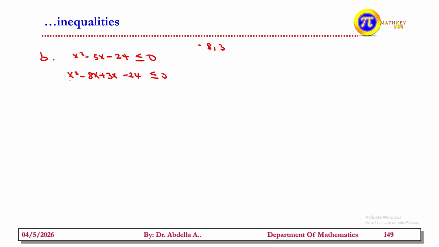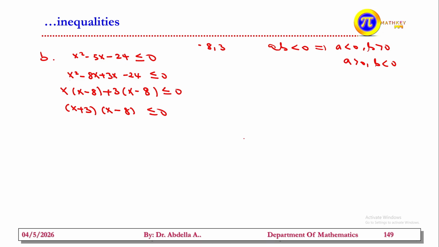What do we have? x is common, x into x minus 8, 3 is common, plus 3 into x minus 8, which is less than or equal to 0. The common one is x minus 8, so it becomes x plus 3 times x minus 8 is less than or equal to 0. As you are familiar, a times b is less than 0 when? If they have opposite sign. የሁለት ቁጥሮች ብዜት less than 0 የሚሆነው መቼ ነው? If they have opposite sign ካላቸው.